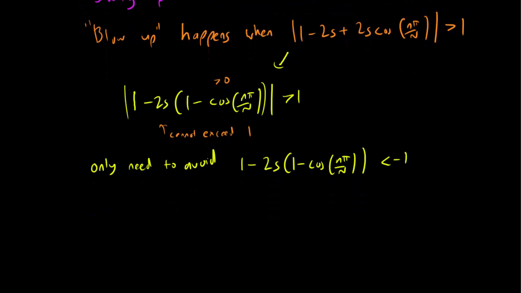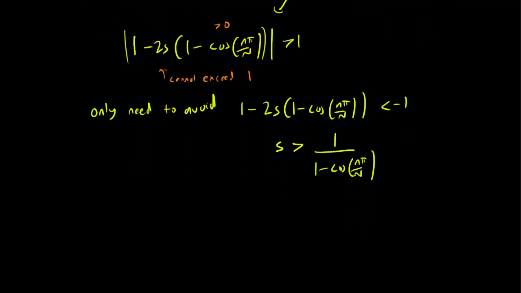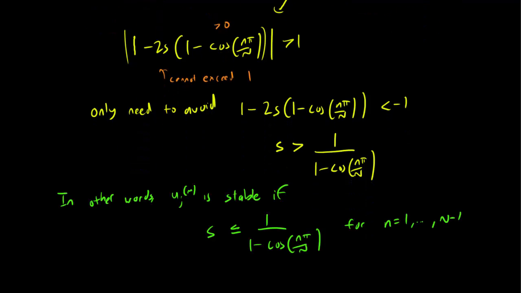So let's solve for s here. And we only need to avoid s being greater than 1 over (1 minus cosine(nπ/N)). Let's phrase it positively instead. Our solution, u_j^m, is going to be stable. It's going to avoid blow up if s is less than or equal to 1 over (1 minus cosine(nπ/N)), for n equals 1, 2, 3, and so on until N minus 1.